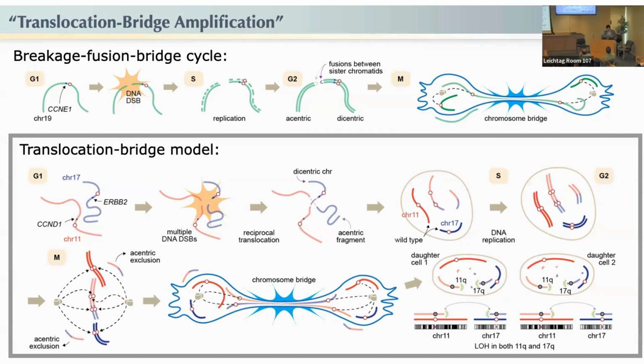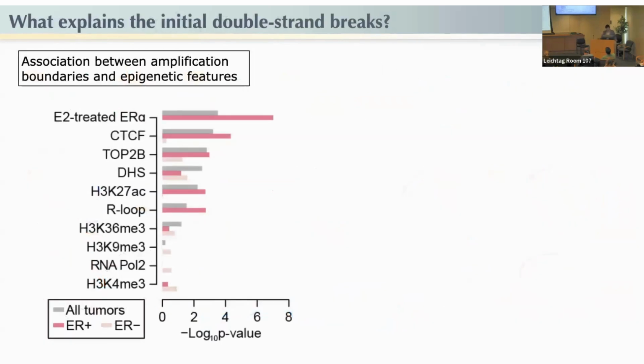Now, the question was then, well, why did these double-strand breaks occur in the first place? Okay. So we tried to get all the epigenetics data available and then try to correlate them with the sites of the initial break. And it turns out that estradiol-treated cells have ER-alpha binding sites that correlate really, really well. Okay, and so this is some multivariable model with p-values. So overall, across all the tumors, all the breast cancers, there's high correlation with this ER-alpha binding site.